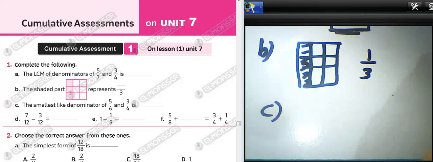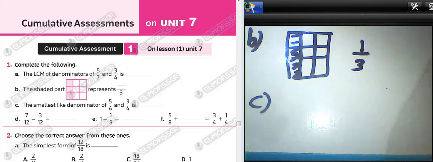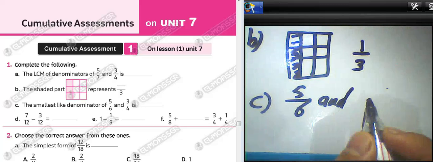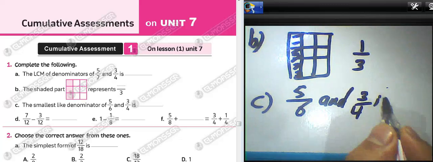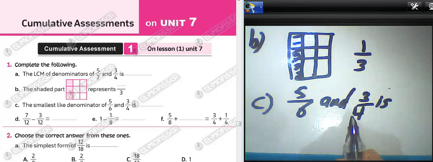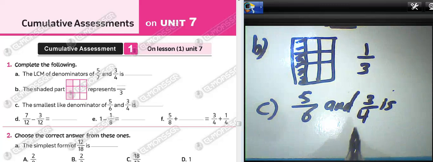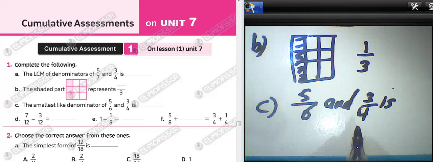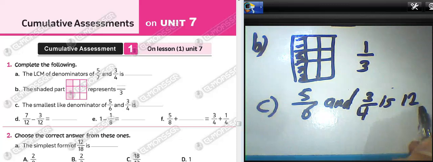Question letter C. The smallest like denominator of 5 over 6 and 3 over 4 is. He asked what the smallest like denominator of 6 and 4 is. We know 6 can't be divided by 4. So we must add 6 to 6. 6 plus 6 equals 12. 12 can be divided by 4. 12 divided by 4 equals 3. So the least common multiple between them is 12.